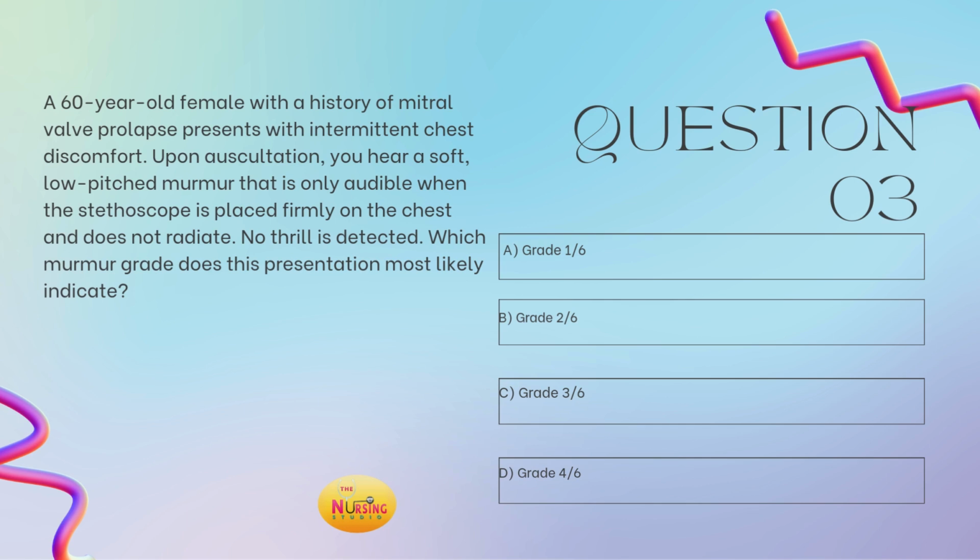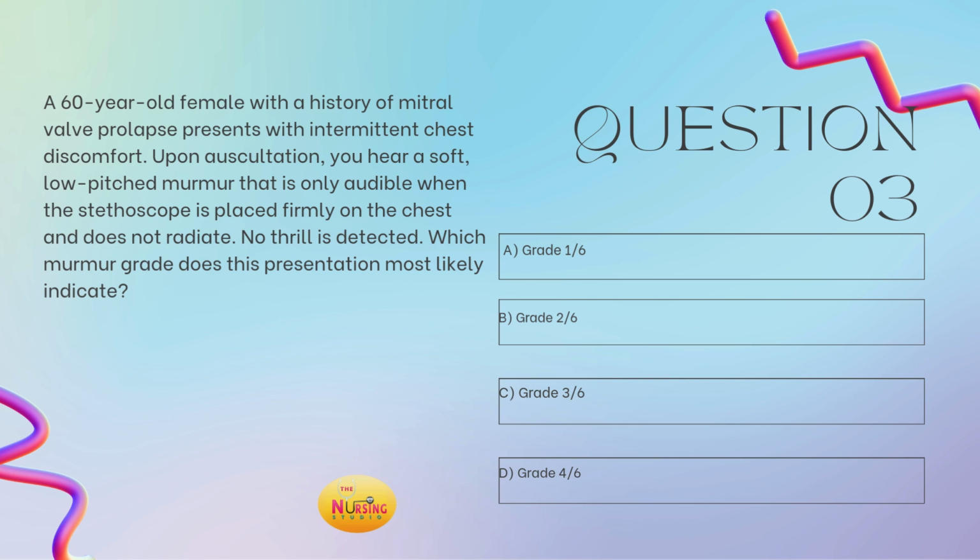Question number 3. A 60-year-old female with a history of mitral valve prolapse presents with intermittent chest discomfort. Upon auscultation, you hear a soft, low-pitched murmur that is only audible when the stethoscope is placed firmly on the chest and does not radiate. No thrill is detected. Which murmur grade does this presentation most likely indicate?